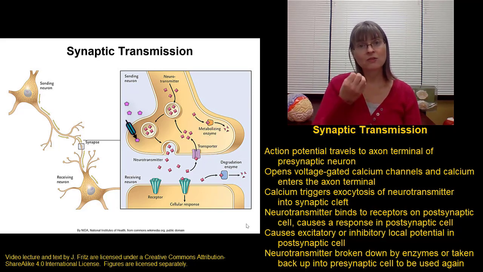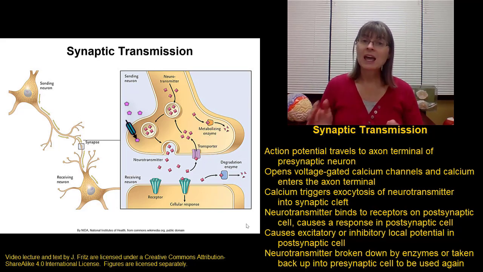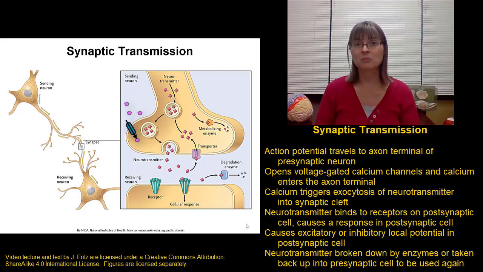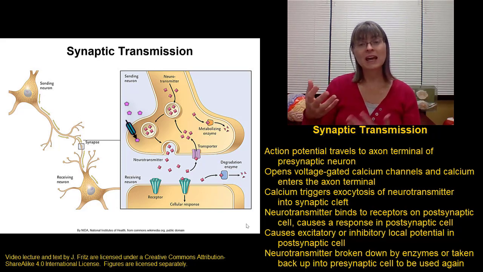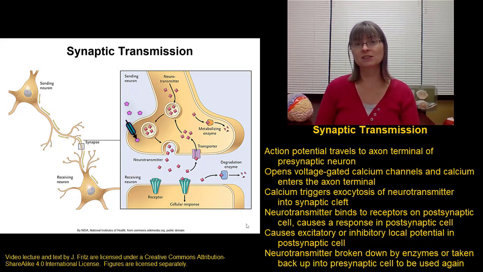The combination of the release of neurotransmitter and how quickly or slowly it's taken back up both have an important effect on how long the signal is going to be transmitted to the postsynaptic cell. If we can slow down the rate of reuptake, we can have a stronger or longer signal each time there's an action potential from the presynaptic cell.